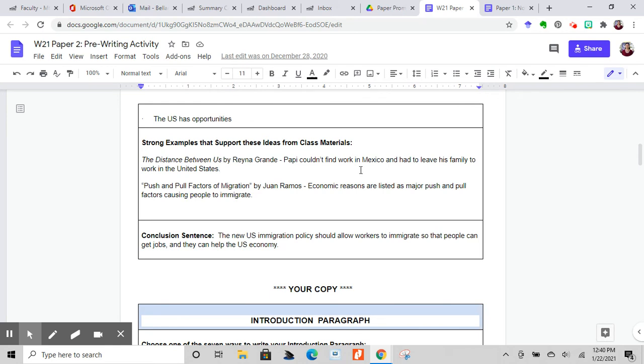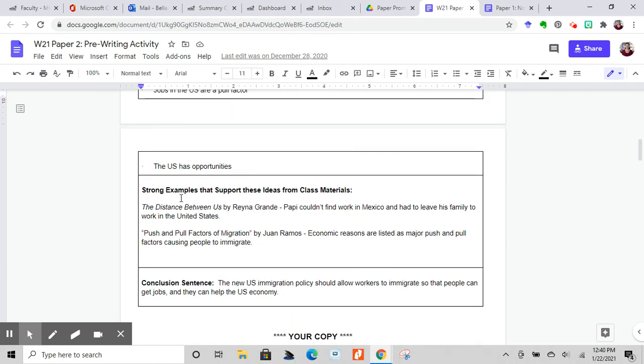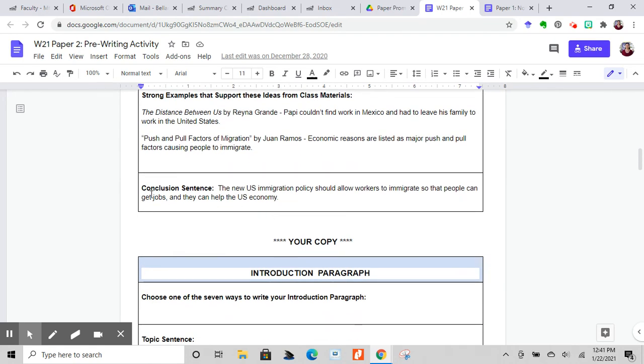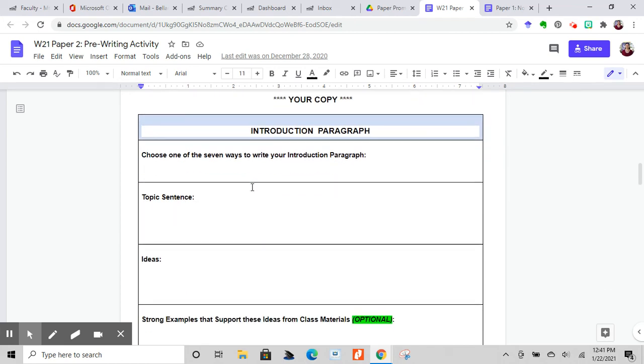What are some examples from our class materials that you can include in this paragraph? So here's where you can brainstorm some examples from class materials. And then here is a space for you to write a concluding sentence for this paragraph. So this way, it will help you to remember to include topic and concluding sentences. All right, so now that's an example.